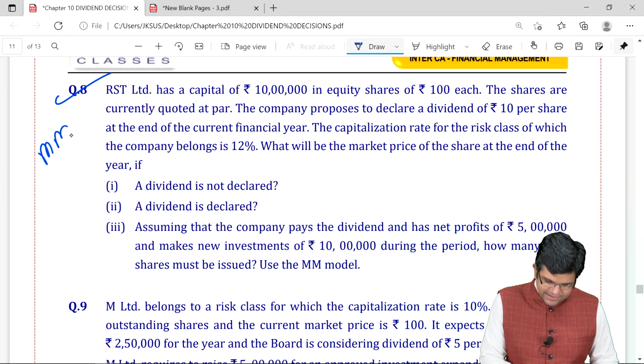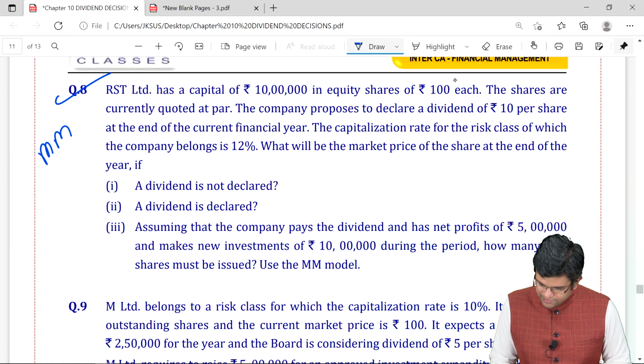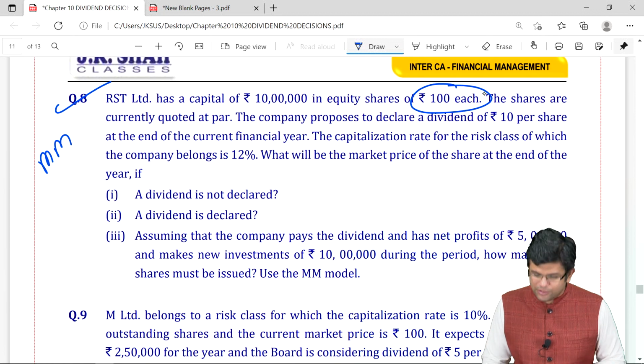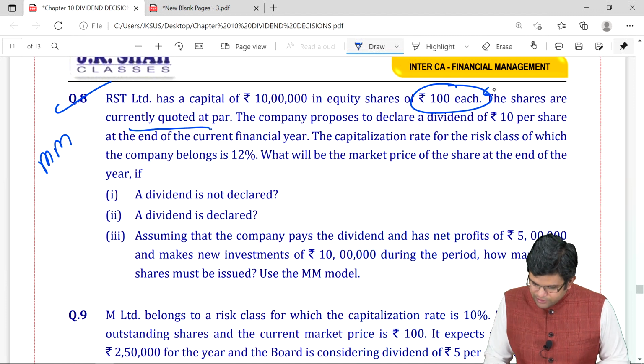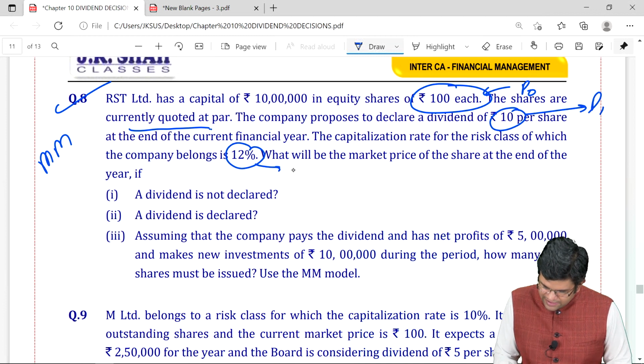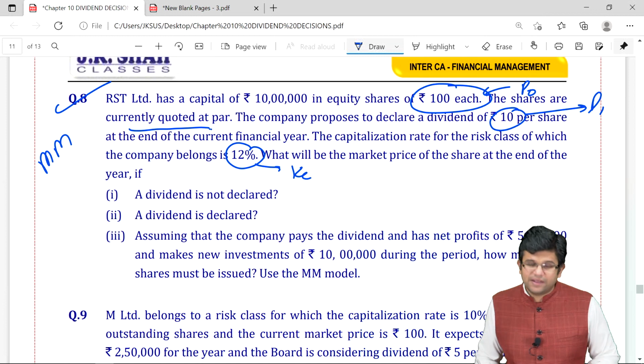Now children comes question number 8. Question number 8 is theory. What they are saying children, they are saying that this is your P0. Of course this is your current face value, but the shares are quoted at par. So this becomes your P0. It proposes to declare a dividend of 10. This becomes your D1, and they are saying that the K is 12%. Correct? The K is 12%.